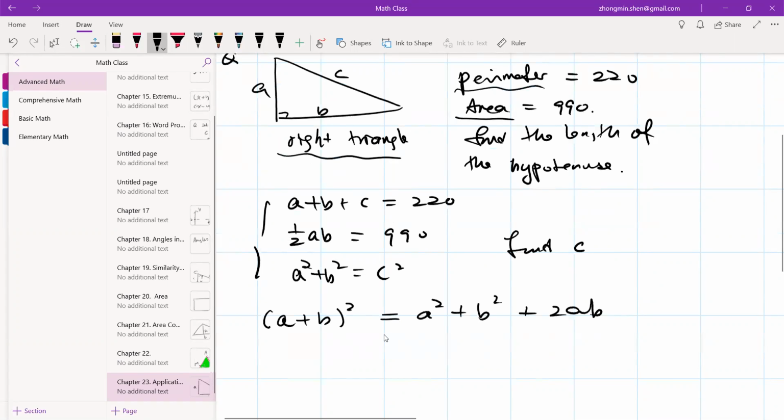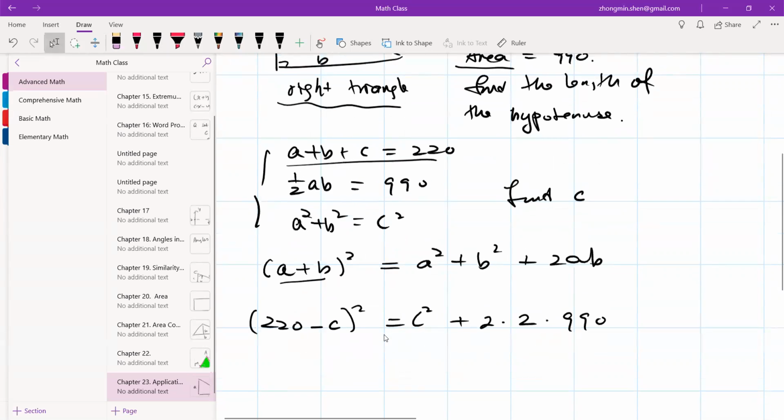So look at this. I can put those three equations into the following one equation, and then I get an equation in C. How do I do that? A plus B, I use the first equation, it's 220 minus C. A squared plus B squared is C squared. And 2AB, 2 times AB, is also 2 times 990. AB is 990, so 2AB is 2 times 990.